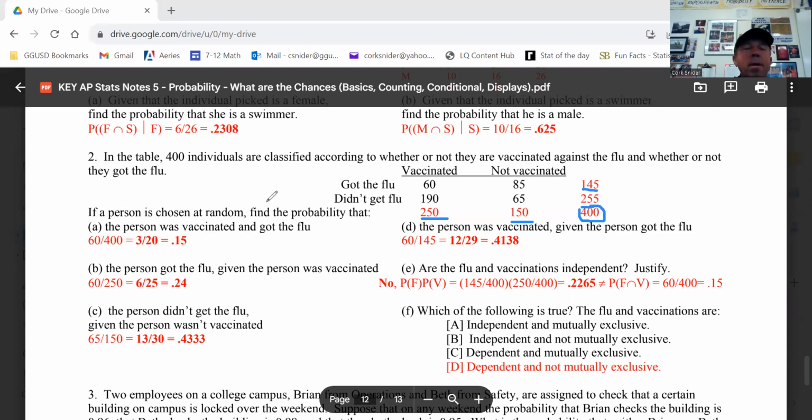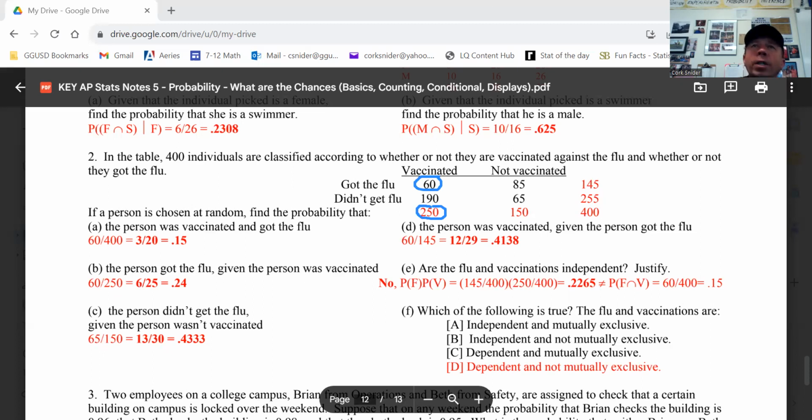All right. So, question A, if a person was vaccinated and got the flu, what's the chances they were vaccinated and got the flu? That's 60 of the 400, okay? Question B, the person got the flu given they were vaccinated. So, vaccinated is 250 people, and then got the flu is here. Okay, so there's that one.